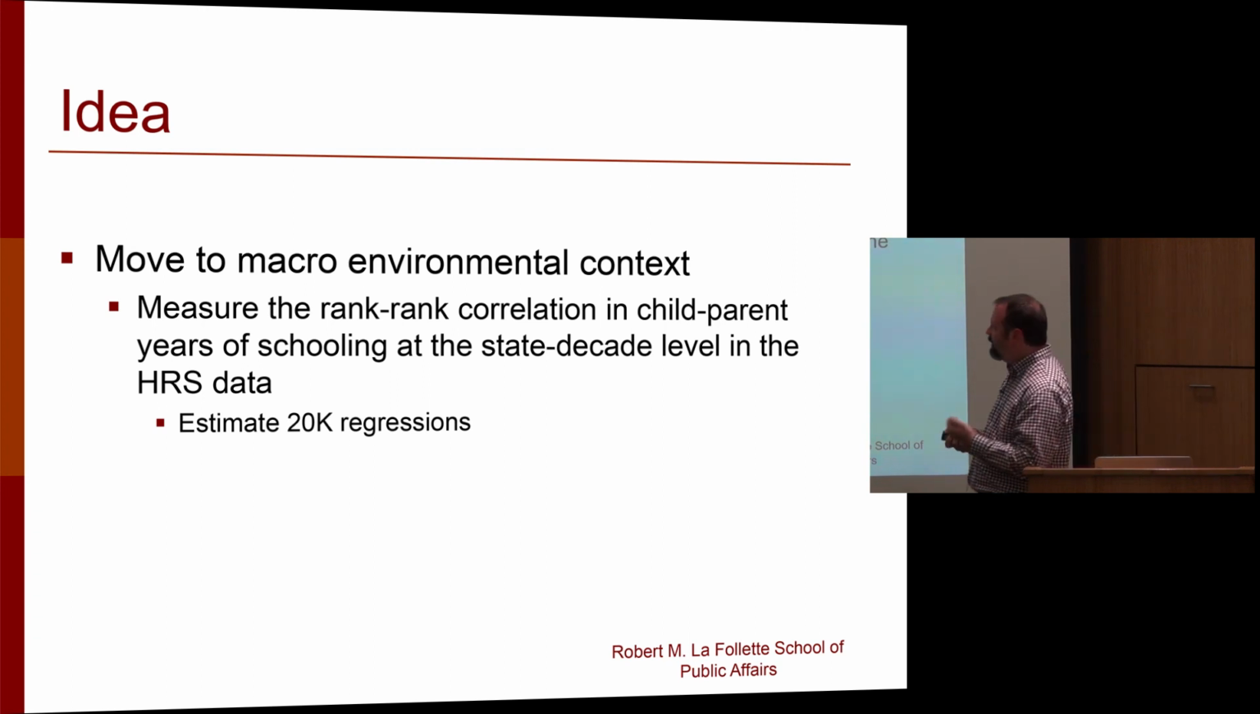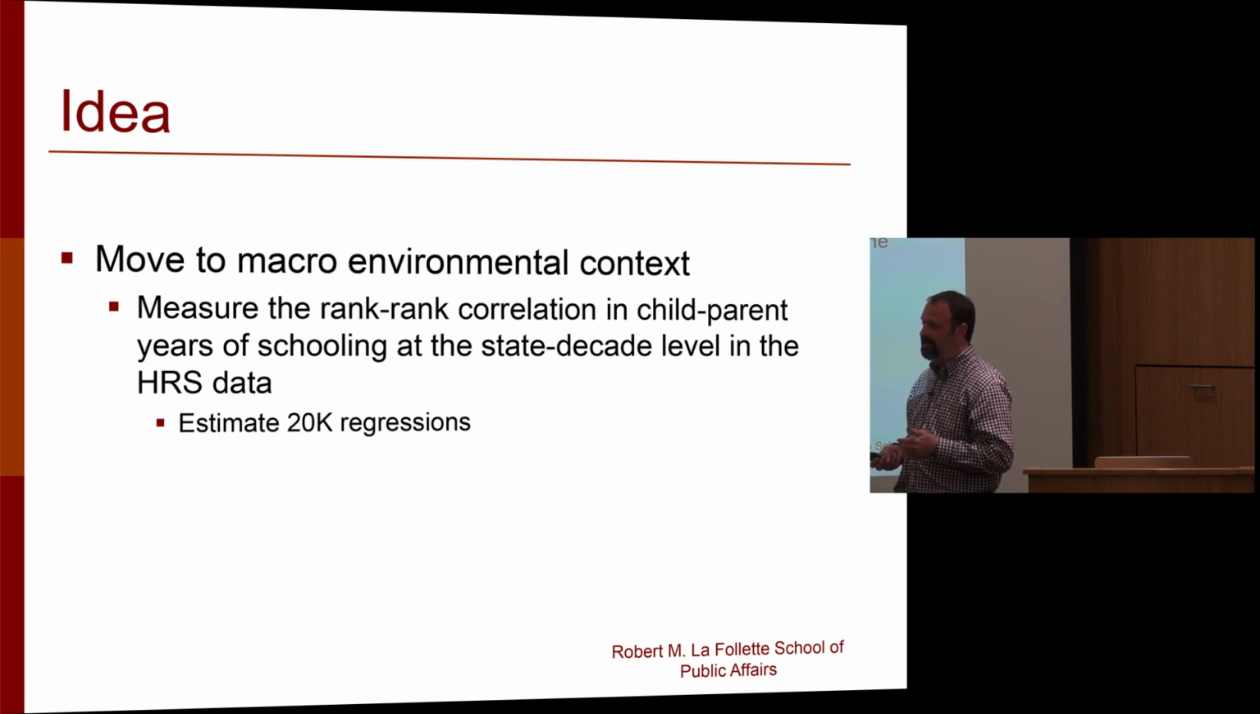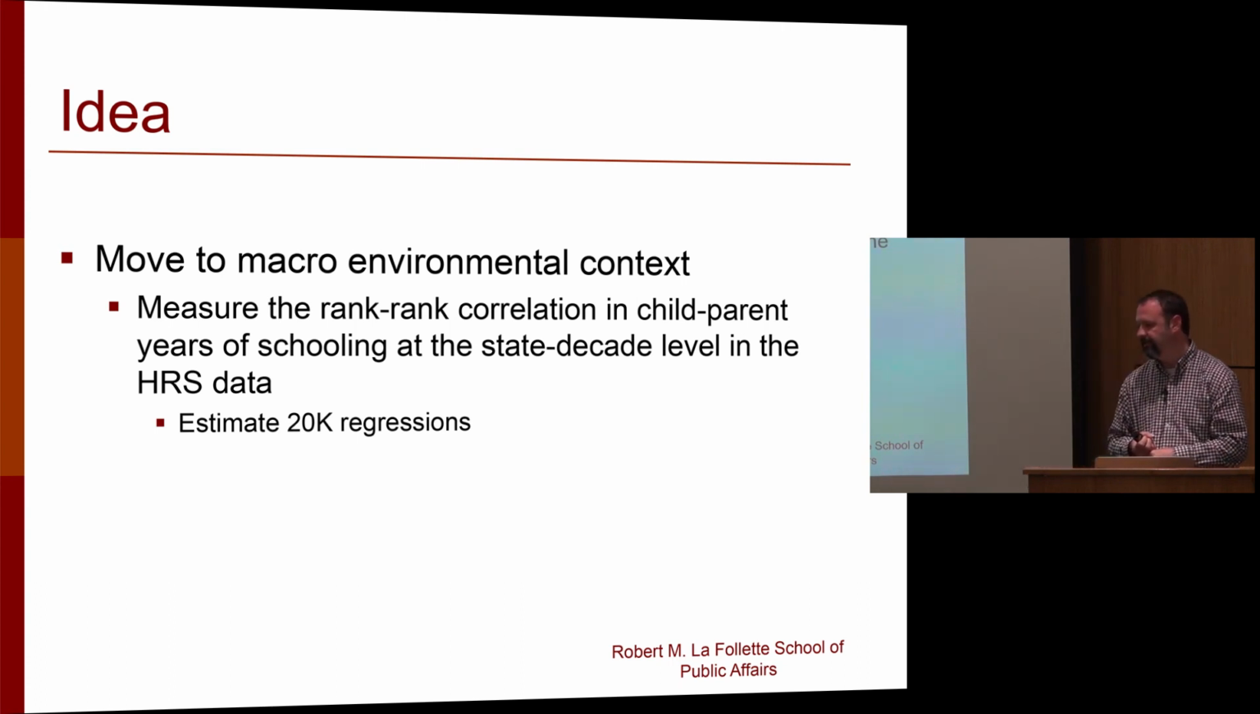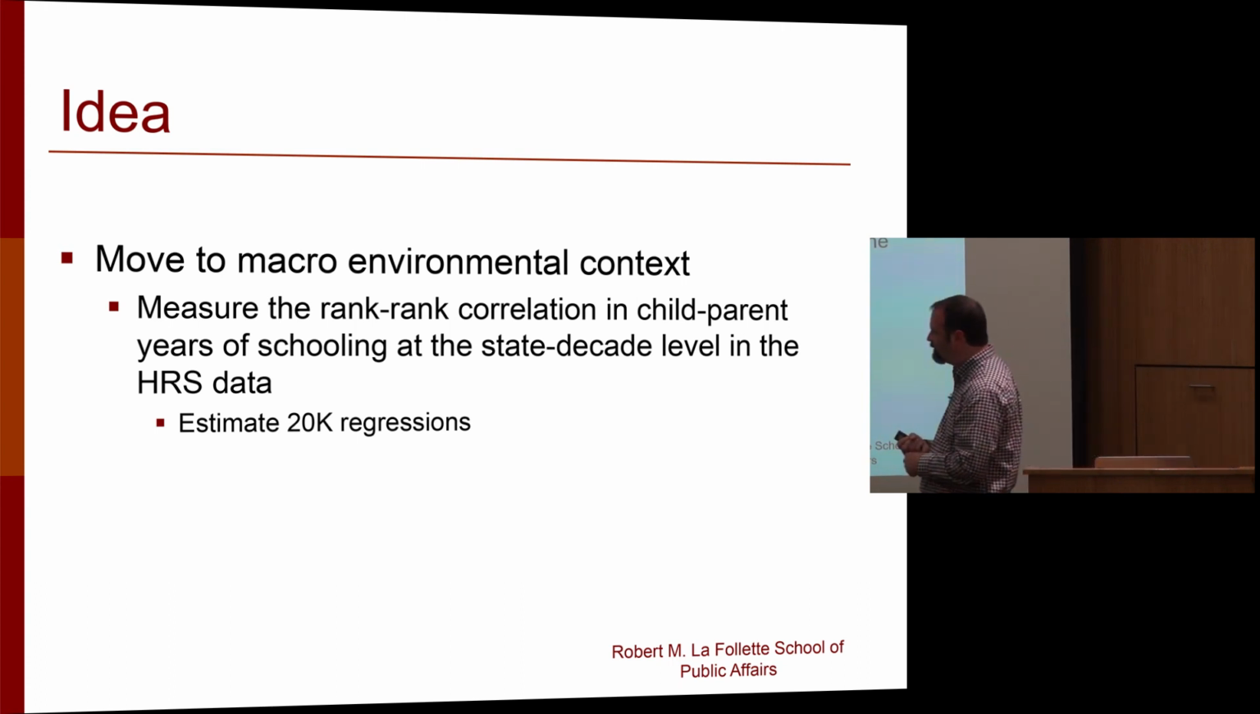So I'm going to be showing you evidence from the Health and Retirement Study. The people in the study, I should say the children in the study, were born a long time ago. They were born from the 1920s to the 60s. So what I'd like to measure is how easy was it for children to decouple their outcomes from their parents in the 1920s, 30s, 40s, 50s, 60s in the US across states? There's no data set that can tell you that.